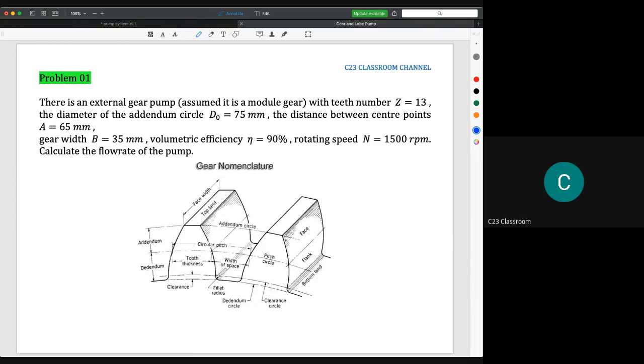Okay, let's say we look at problem number 1. This is for the gear pump, an internal external gear pump. Assume it is a module gear with number of teeth Z equal 13. The diameter of the addendum circle is 75 millimeters. The distance between center points is 65 millimeters. Gear width is 35 millimeters. Volumetric efficiency is 90%, and the rotational speed is 1500 RPM, and we need to calculate the flow rate of the pump.